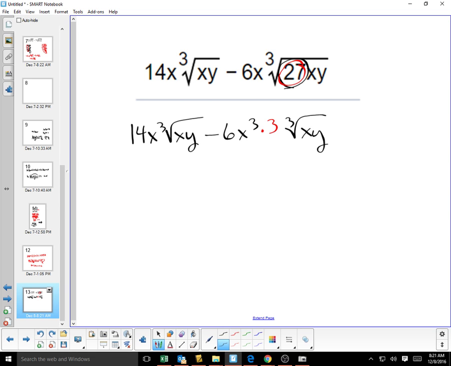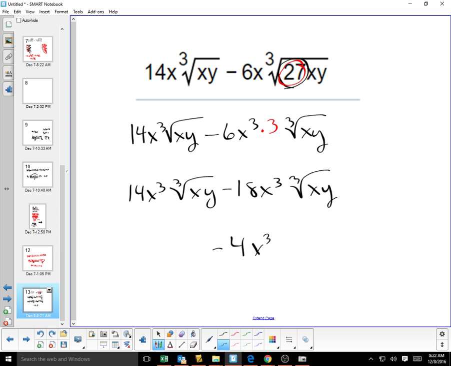All I need to do now is multiply out the 6 and 3. So 14x to the third root of xy, minus 18x to the third root of xy. If you have 14 and you take 18 away, that leaves you with negative 4x to the third root of xy.